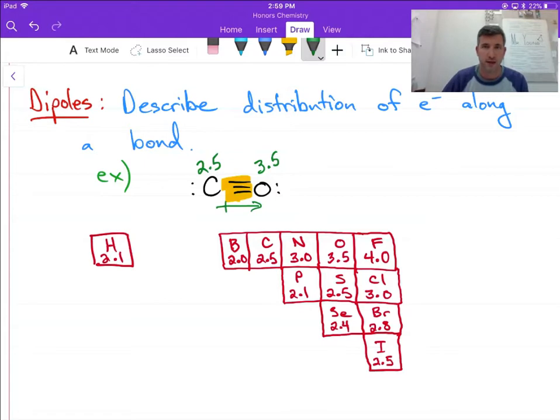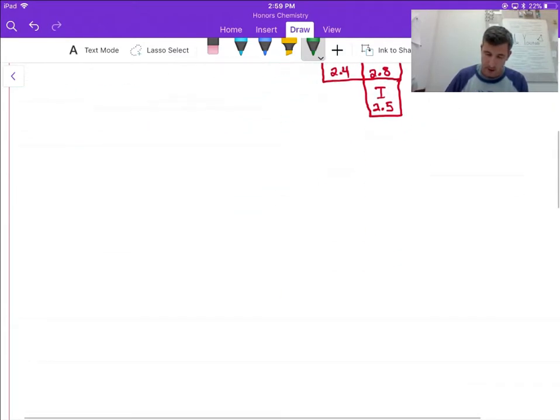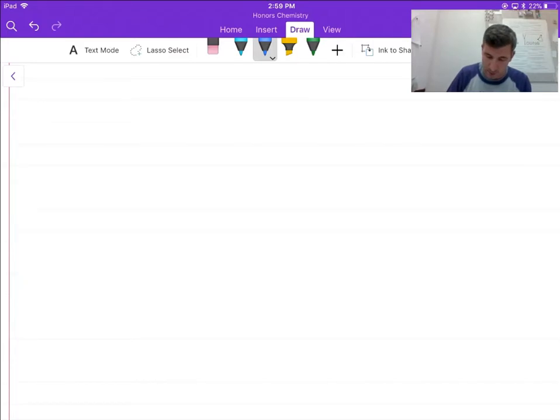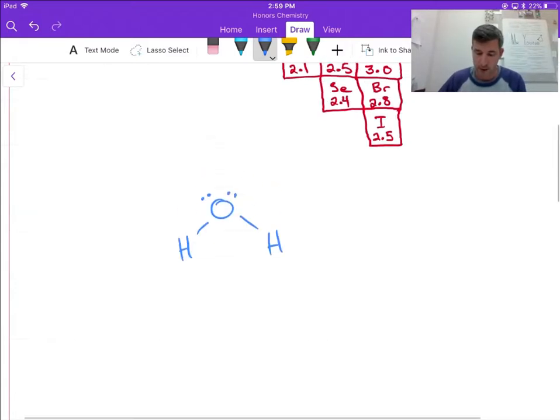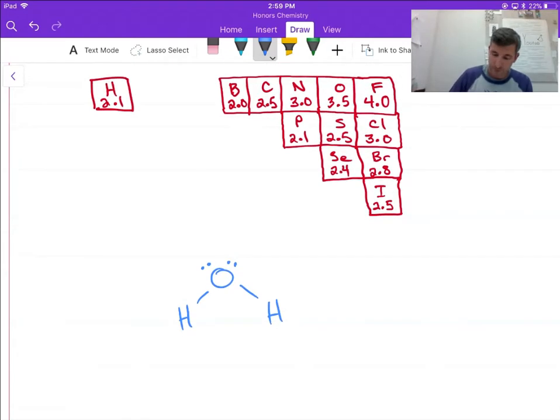So what we've just drawn is a dipole. It's describing the distribution of electrons along a bond. Another example: if we were to do a water molecule, H2O, we have these 2 bonds. We can draw a dipole along both bonds. Hydrogen is 2.1. Oxygen is 3.5 once again. So once again, oxygen wins out and is going to pull those electrons toward it. And so I'm going to draw dipoles, again, parallel to the bonds. I'm going to draw a dipole every place I have a bond. So I have 2 dipoles in that particular molecule.